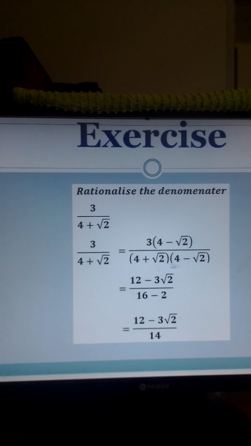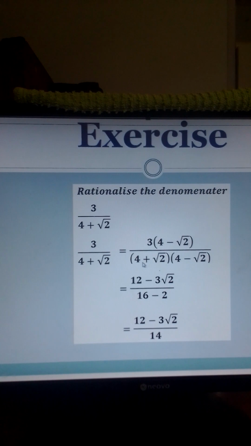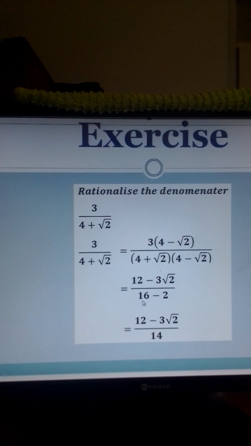This one here is a difference of squares. So we have 4 squared is 16 minus this term squared, which is 2. So we get here 14. And that one becomes 3 times 4 is 12 minus 3 times root 2. We get 12 minus 3 root 2 divided by 14 as the answer.